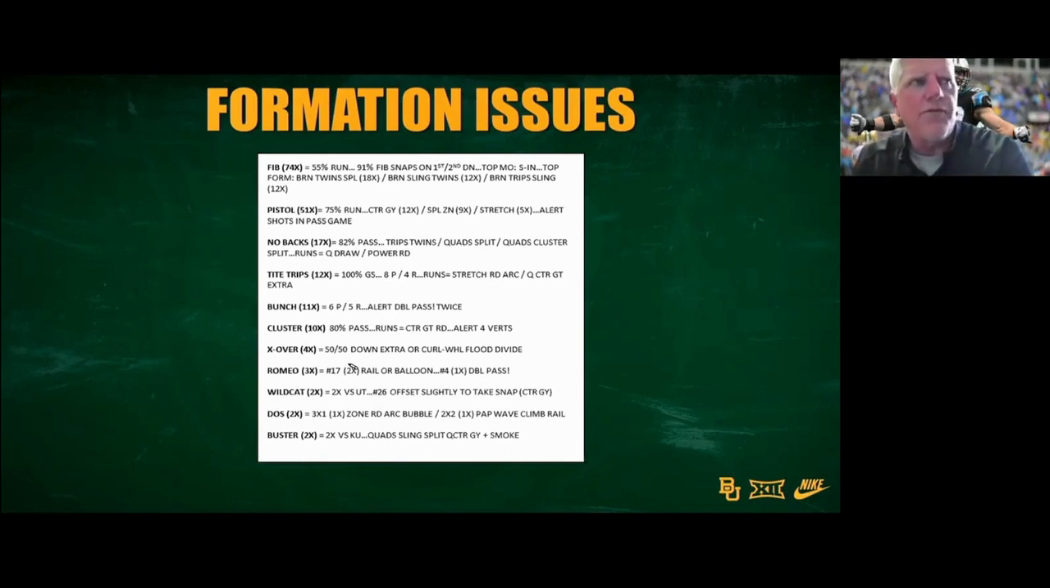All right, X over formation. So that's a receiver over. Just to go into Romeo, that means a running back, I mean, a wide receiver in the backfield. Okay, what do they do out of that? Wildcat is anybody but the quarterback lining up behind the center. Dose is a double condensed set. And then a buster for us would be it's no backs, but somebody is in the core.